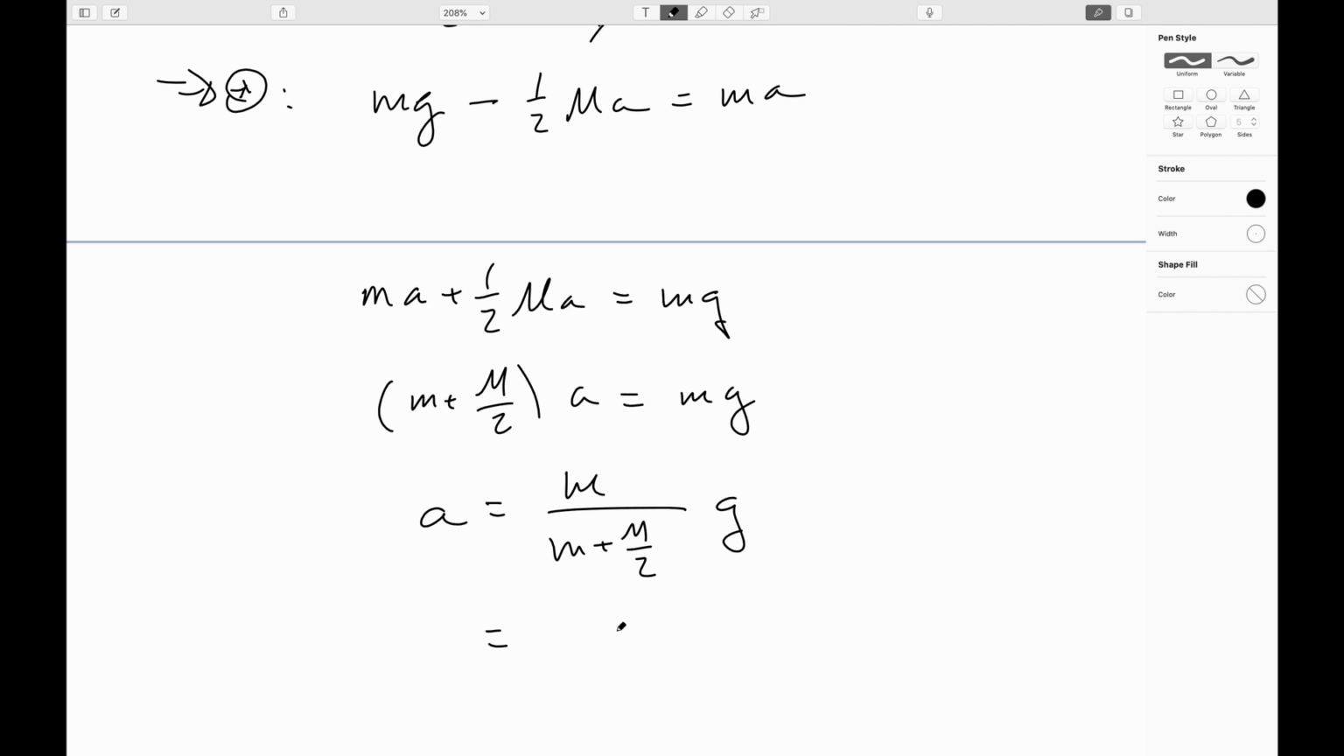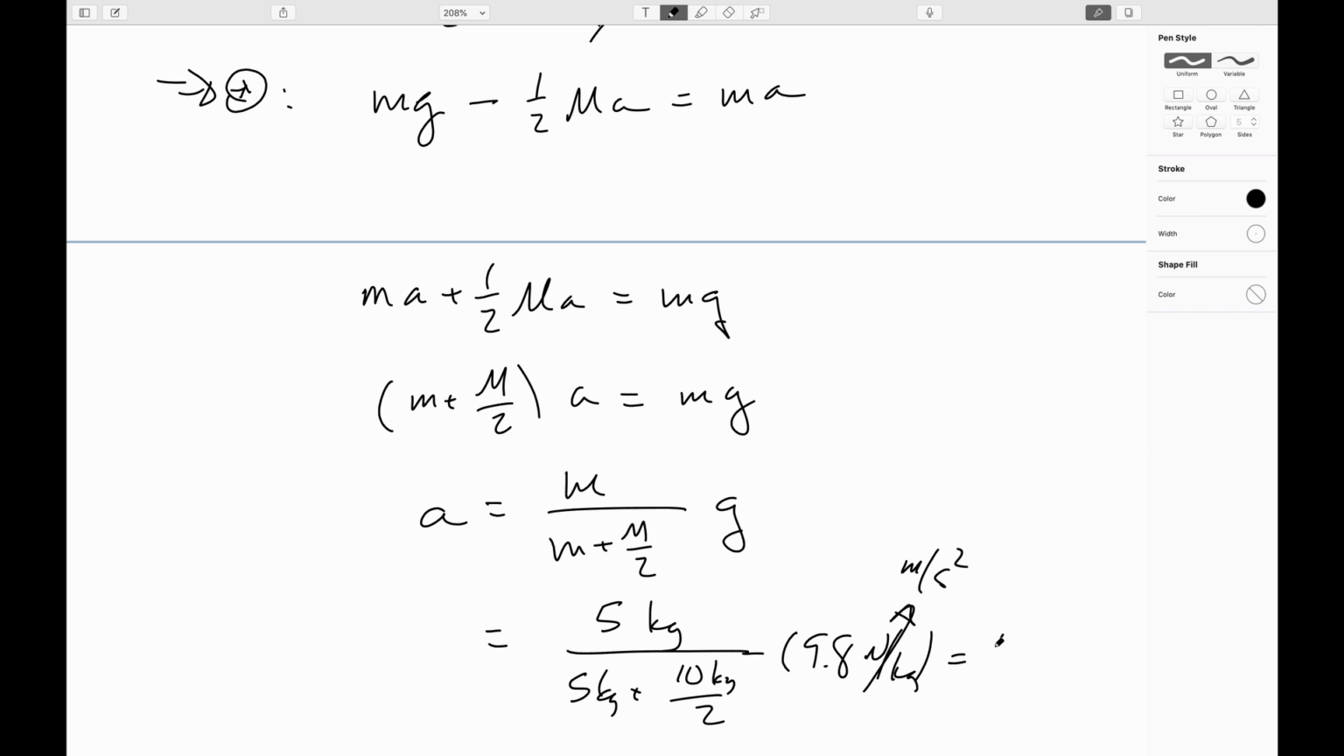So this turns out to be, little m was 5 kilograms. This will be over 5 kilograms plus 10 kilograms over 2. So that's 5 over 10, that's a half, of 9.8 newtons per kilogram, which here we will recast as meters per second squared to get 4.9 meters per second squared. Awesome.